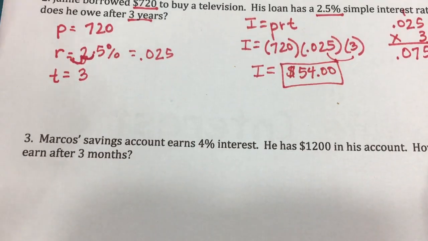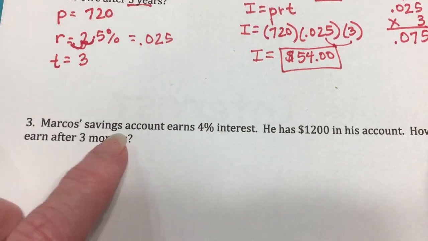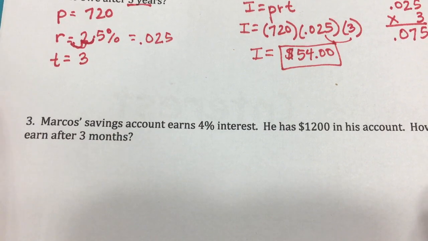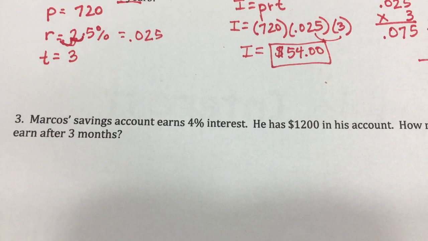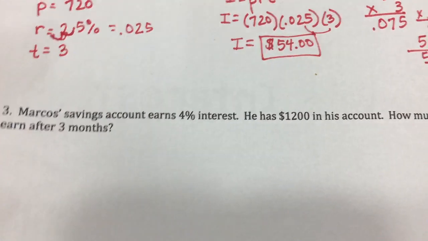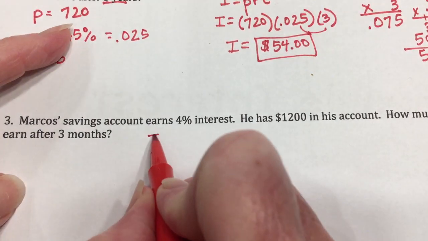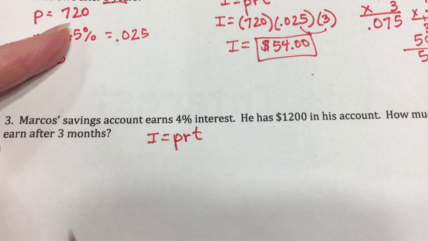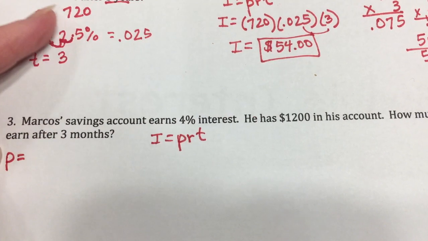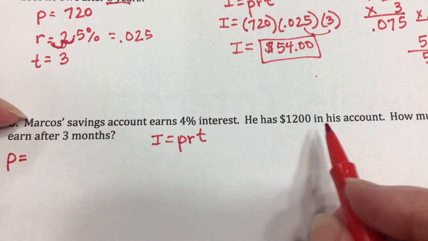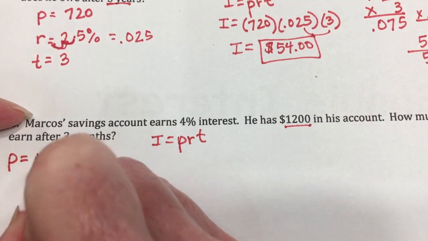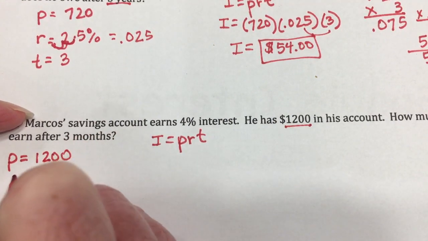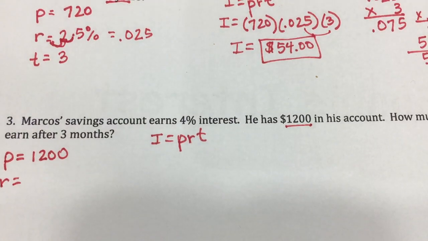All right, and the last one, Marcus' savings account earns 4% interest. He has $1,200 in his account. How much interest did he earn after 3 months? So we're going to use our formula. Interest is equal to principal times rate times time. So I need to find all of those first. The principal is the amount borrowed or the amount in his account. That would be the $1,200. The rate is the interest rate.